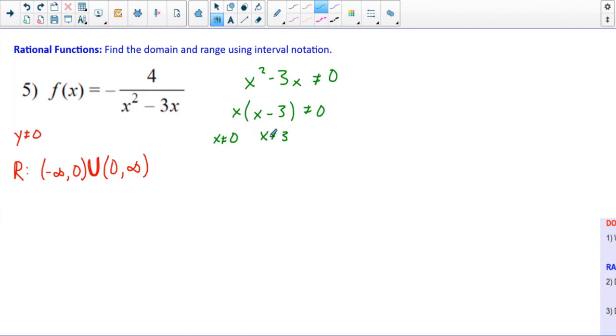And then our last step is just to write that as interval notation. All right, so again, starting at negative infinity to 0, can't include 0, but I can include everything between 0 and 3, and then everything after the 3. All right, and again, I want to join these with that logic symbol or the union. Let's go ahead.